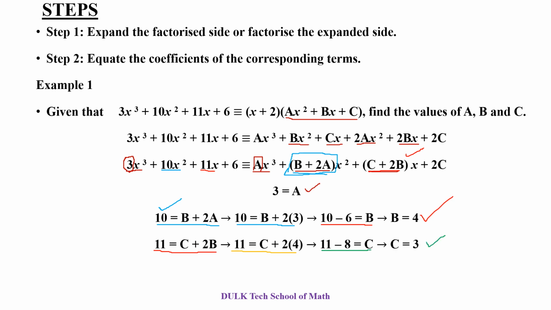Or we can compare the constants. In this case, we have 6 as a constant on the left hand side and 2c as a constant on the right hand side. So we are saying 6 is equal to 2c, like this. And if we divide both sides by 2, we find out that c is equal to 3 as well. Done. Let's move on to our second example.